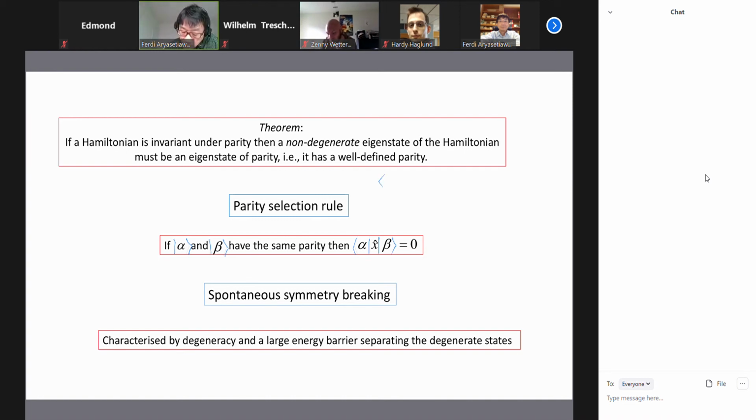So let's do it. Then I can introduce the parity operator.